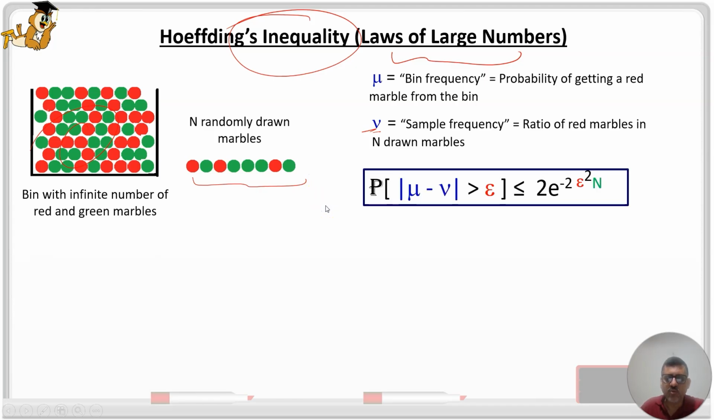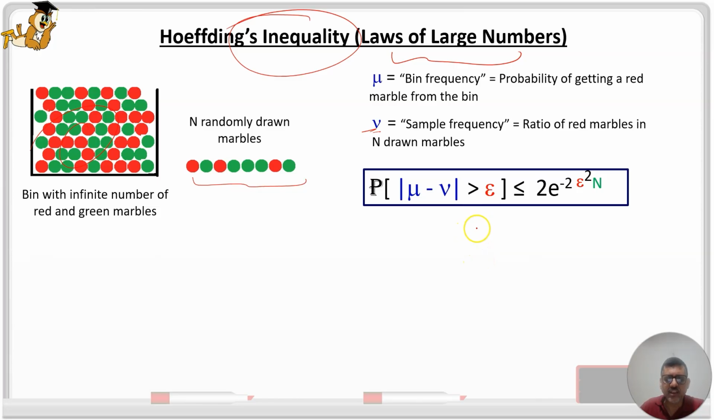So in this sample, what is the ratio of the red marbles? Hoeffding's inequality told us that the probability of the absolute value of mu minus nu being greater than a given epsilon is less than or equal to 2 e to the power minus 2 epsilon squared n. This is what Hoeffding's inequality told us, right?